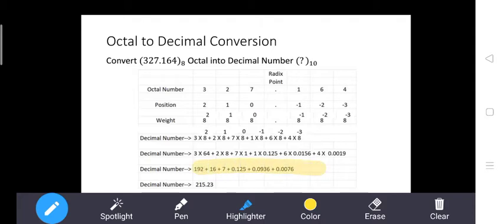192 plus 16 plus 7 plus 0.125 plus 0.0936 plus 0.0076. After addition of all these terms, I get the correct decimal number 215, which corresponds to 327.164 in octal.